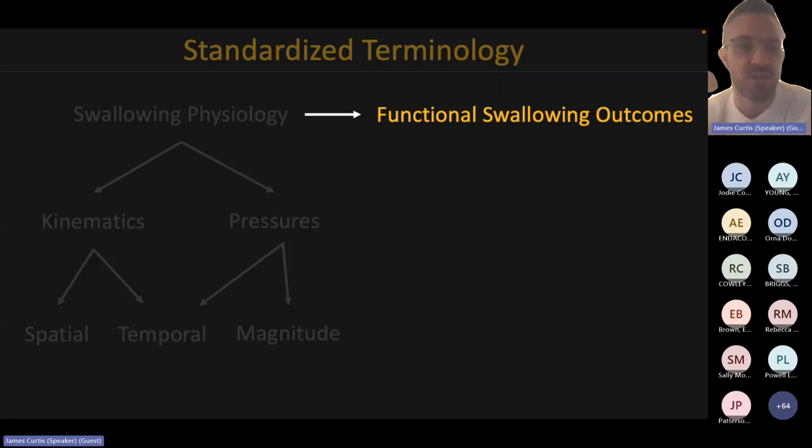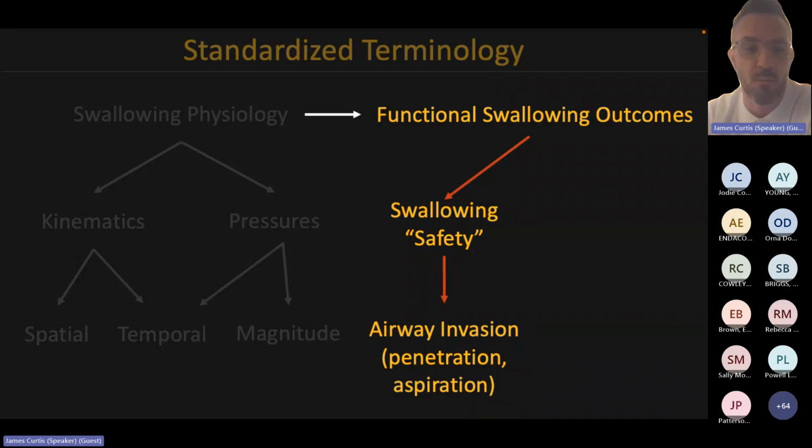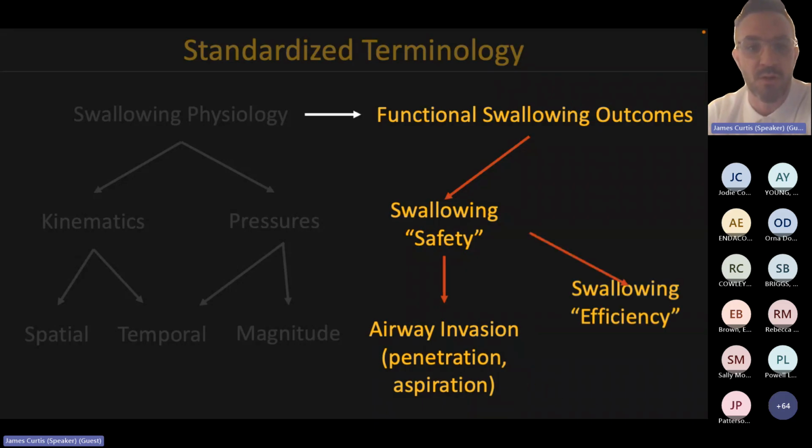That's where we're distinguishing this with a different concept of functional swallowing outcomes. When we think about swallowing from the basic standpoint, I'm trying to get foods from our mouth and into our stomach. We do it with two considerations behind it. We want it to be both safe. When something is not safe, we're said to have airway invasion, which is penetration and/or aspiration. And then we also want to swallow efficiently.